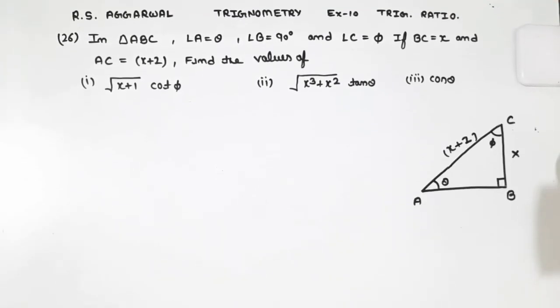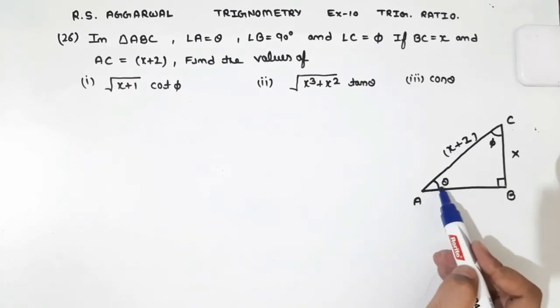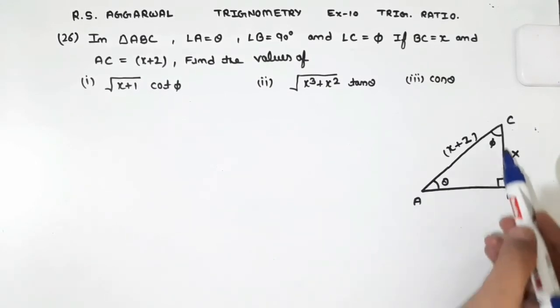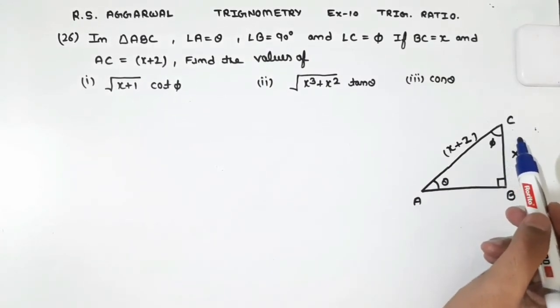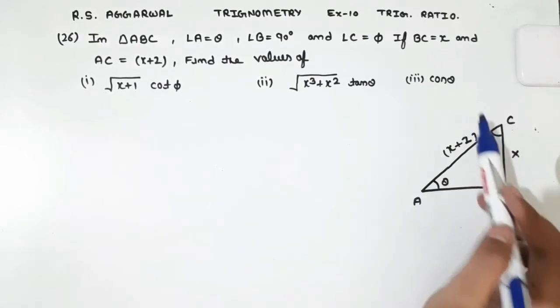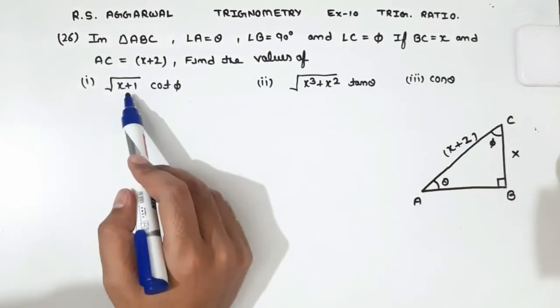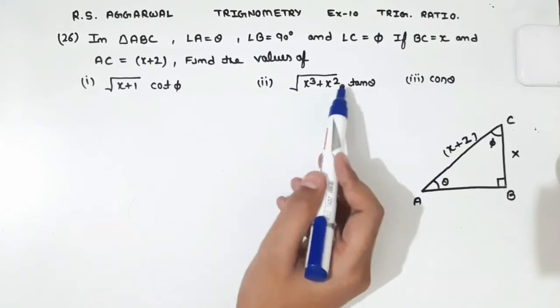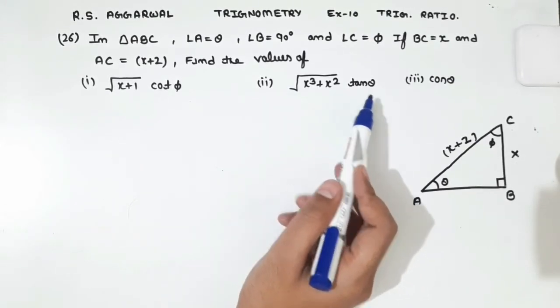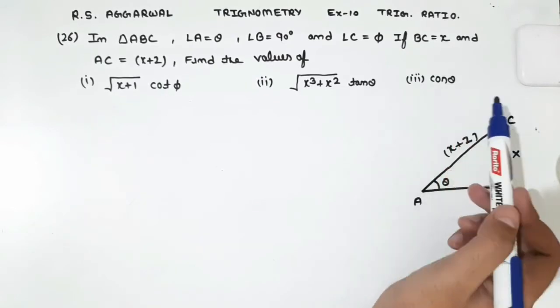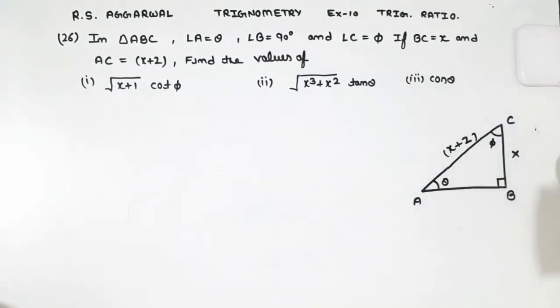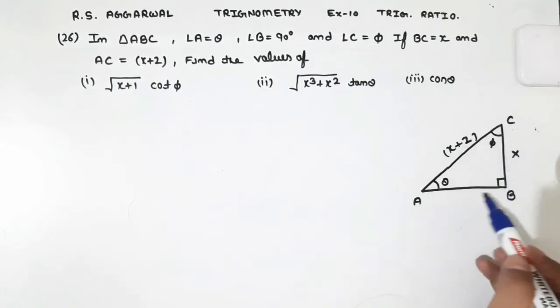R.S. Agrawal, Chapter Trigonometry, Exercise 10, Trigonometric Ratio, question number 26. In question number 26, we are given a triangle ABC in which angle A is theta, angle B is 90 degree, and angle C is phi. BC is x and AC is x plus 2. Then we have to find the value of under root x plus 1 cot phi, under root x cube plus x square tan theta, and cos theta. So firstly, in right angle triangle ABC, we will find AB.